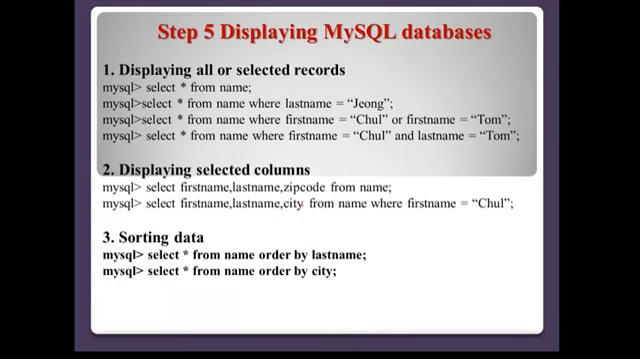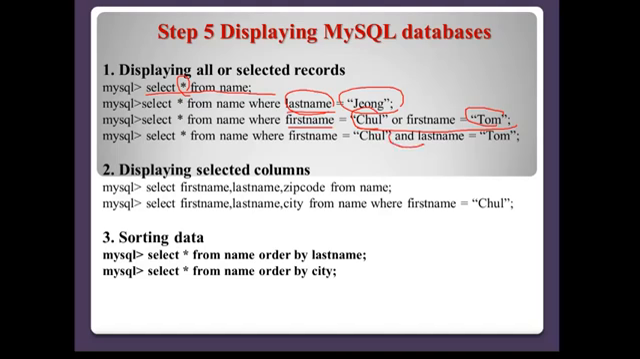Okay, step 5. Display MySQL data. Number 1, display all or select records. So select star from, in this case, the star means the columns. And select star from name where last name, in this case, we can decide the exact column name. So in this case, maybe the data will be John. Or where first name Char or first name Tom. In this case, we can find the data with first name Char and first name Tom together.